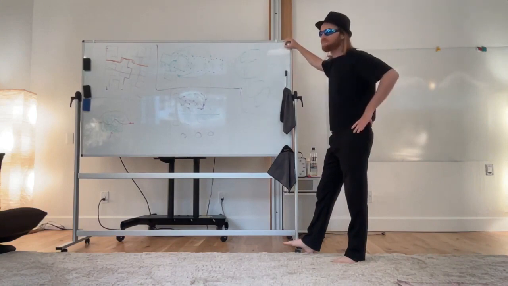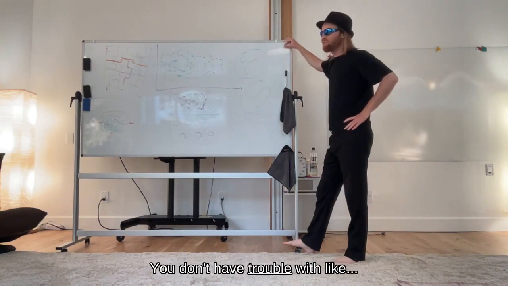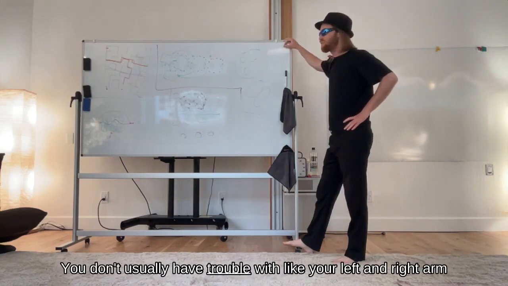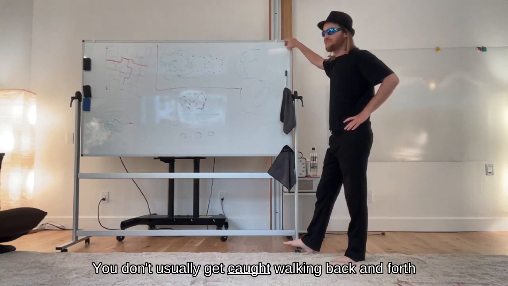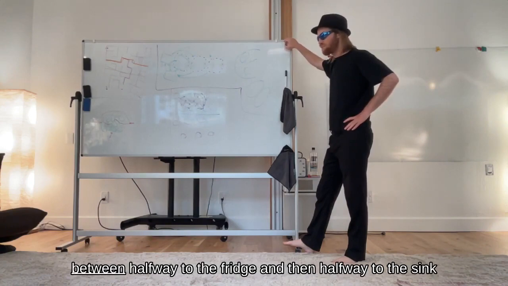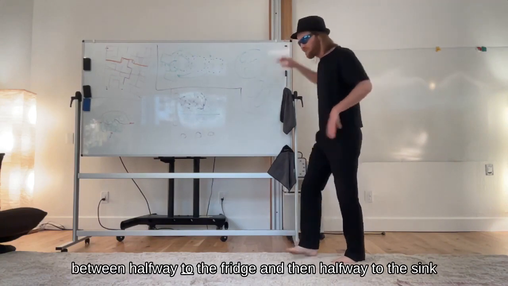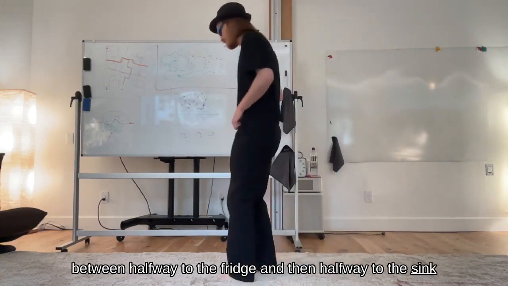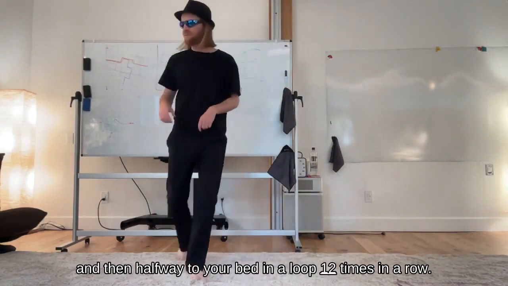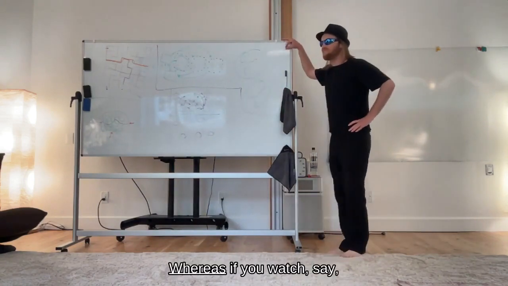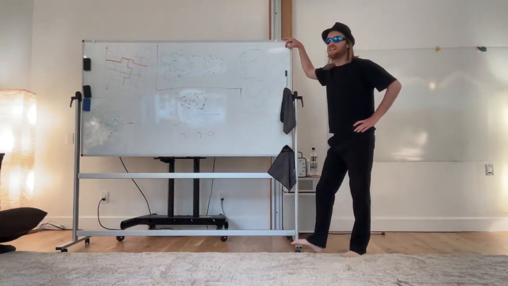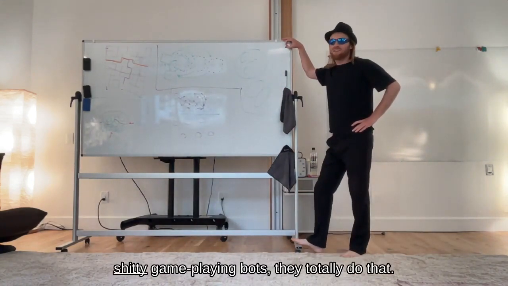Exactly. You don't usually have trouble with your left and right arm trying to do totally different things. You don't usually get caught walking back and forth between halfway to the fridge and then halfway to the sink and then halfway to your bed in a loop 12 times in a row. Whereas if you watch, say, shitty game playing bots, they totally do that.